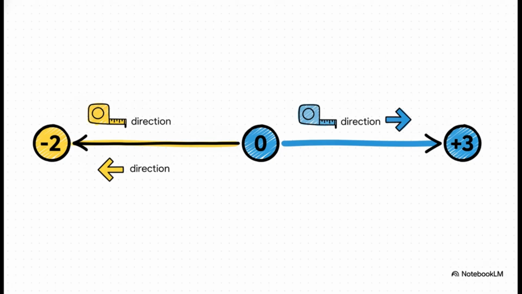And you can see it perfectly right here. +3 means a journey of 3 steps to the right of 0. -2? Well, that's just a journey of 2 steps to the left. It's the same basic idea, just in opposite directions.